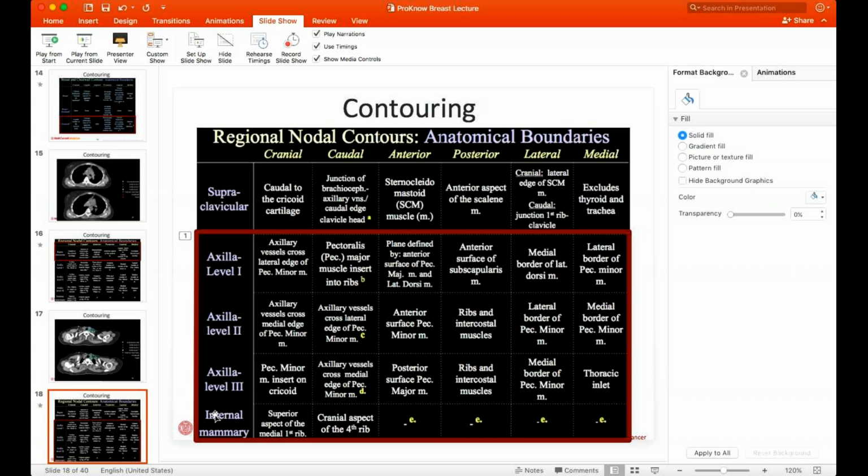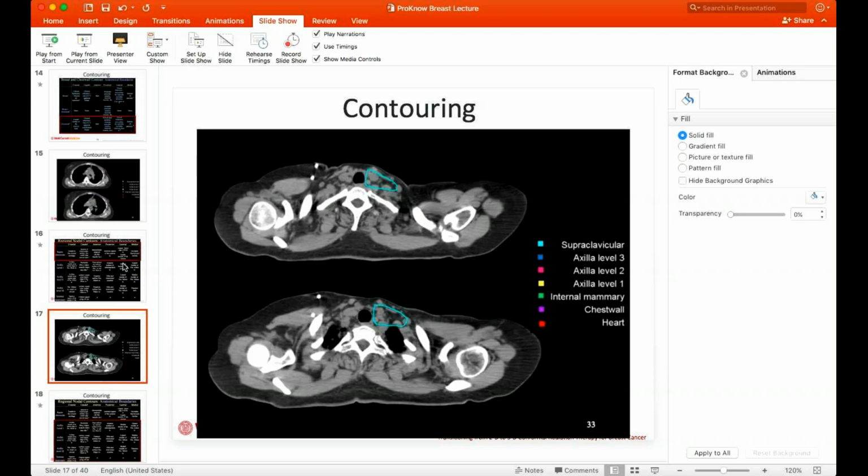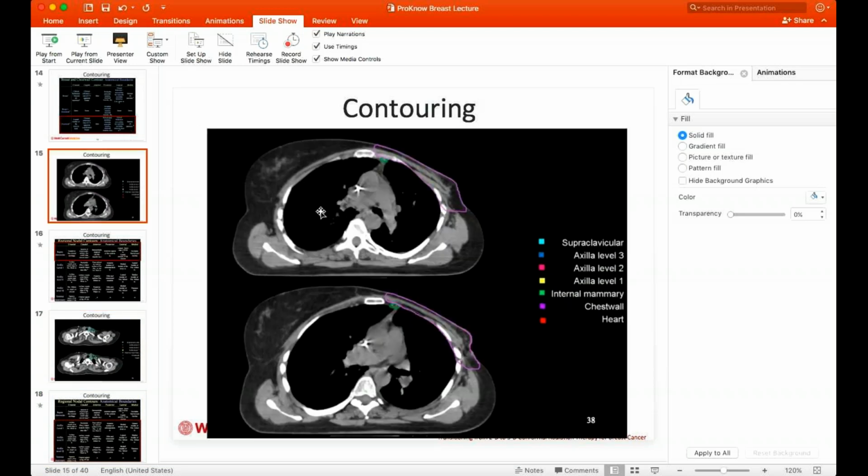So for the internal mammary lymph nodes, they run from the superior aspect of the first rib down to the superior aspect of the fourth rib. So essentially, like the first to fourth intercostal spaces. And you can see them here in the green. So you usually just contour out these 2 tiny vessels.